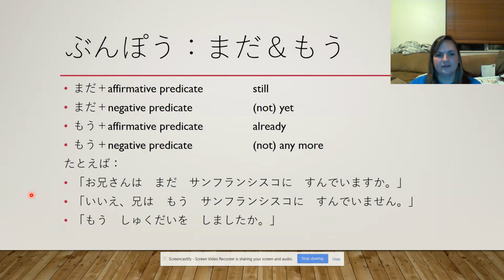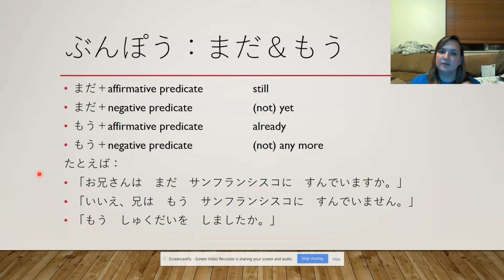Let's look at our next one. So here's a question. もう宿題をしましたか? Well, we already know this first part, right? 宿題をしましたか? What would that mean by itself? Did you do your homework, right? Because we know it's past tense. And this is a word for homework. Well, if we stick mou in there, mou in its affirmative form will be already. So instead of just saying, did you do your homework? I'm saying, did you already do your homework?